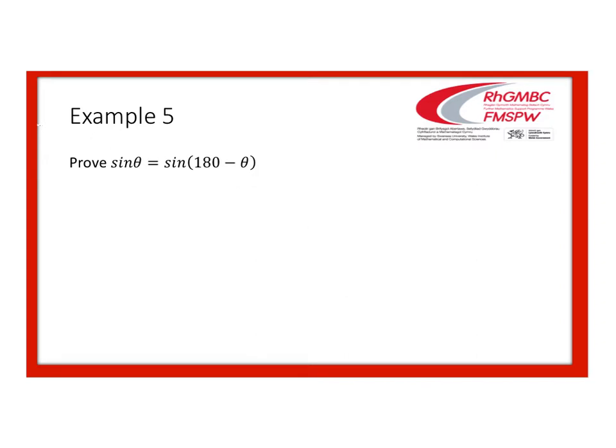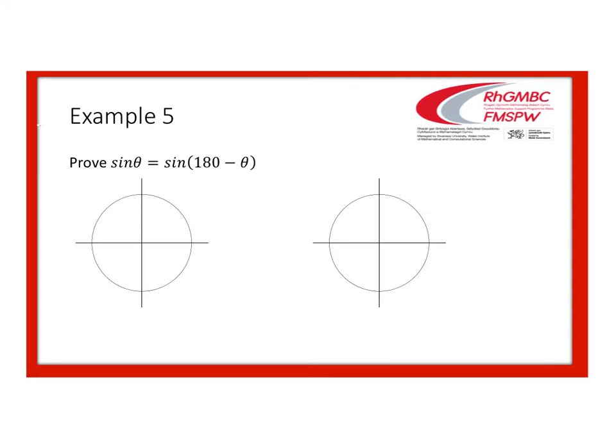Example 5 says to prove sine theta equals sine of 180 degrees minus theta. Again, I'll give you a clue. Use the cast diagram to see if you can do this. So pause the video. Once you've had a go, unpause to see the solution. To show that sine theta is equal to sine of 180 degrees minus theta, I'm going to assume that theta is acute, just to make life a little bit easier for me. And I'm going to use the cast diagram.